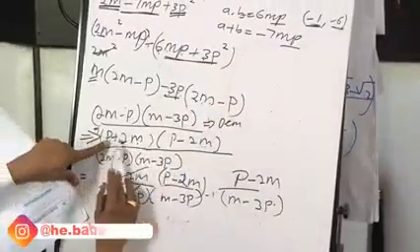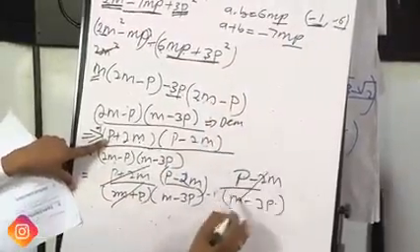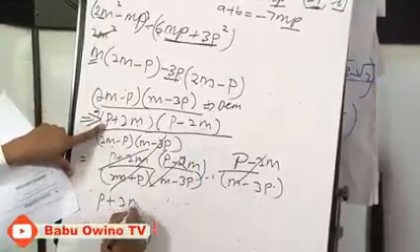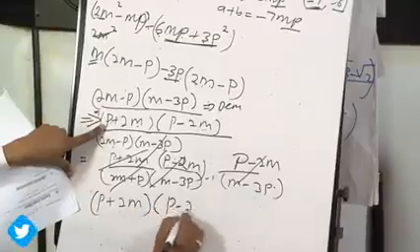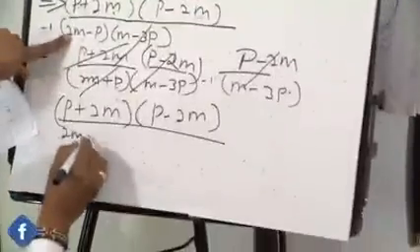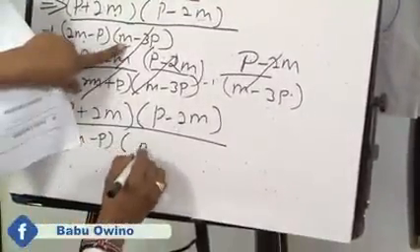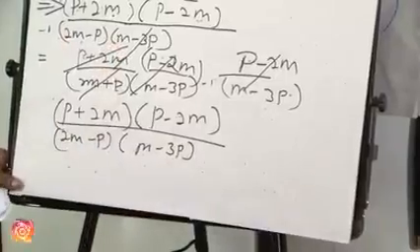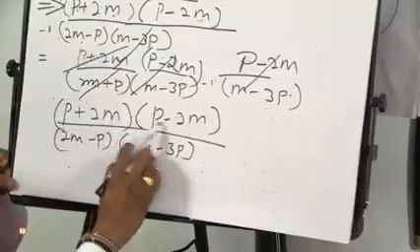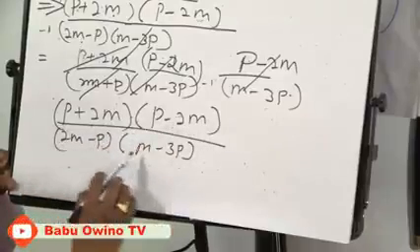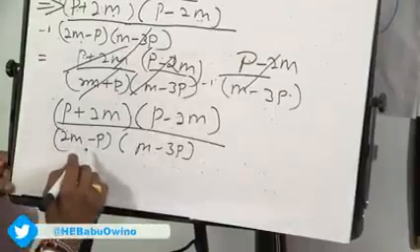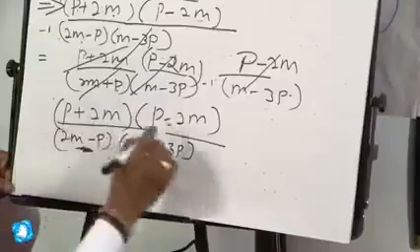That is p plus 2m. Just forget about this. We start from here: p plus 2m into p minus 2m divided by 2m minus p into m minus 3p. So you can clearly see from here, we have p plus 2m into p minus 2m divided by 2m minus p into m minus 3p. So introduce the negative so that at least this becomes a factor of one of these.